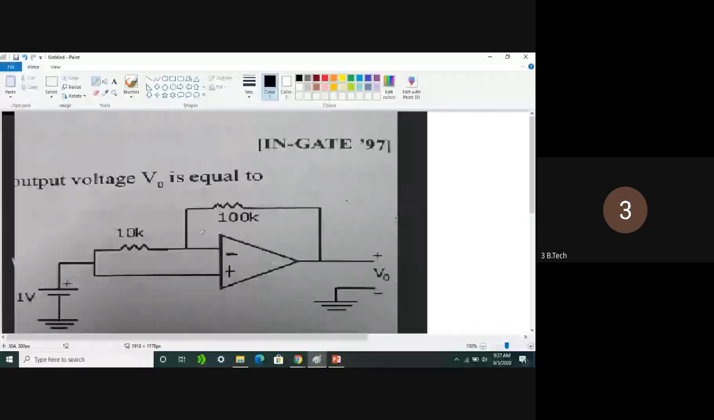So what is happening here? At both input terminals we are providing 1 volt at the input side. For the non-inverting terminal we are providing voltage, and for the inverting terminal also we are applying voltage. But we have seen how the inverting amplifier works, and we have seen how the non-inverting amplifier works. So the differential voltage Vd here is 1 volt, clearly given.